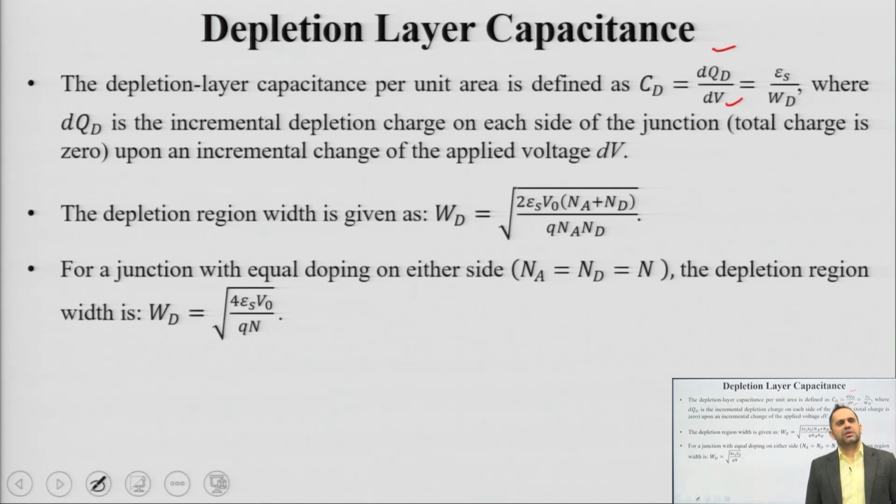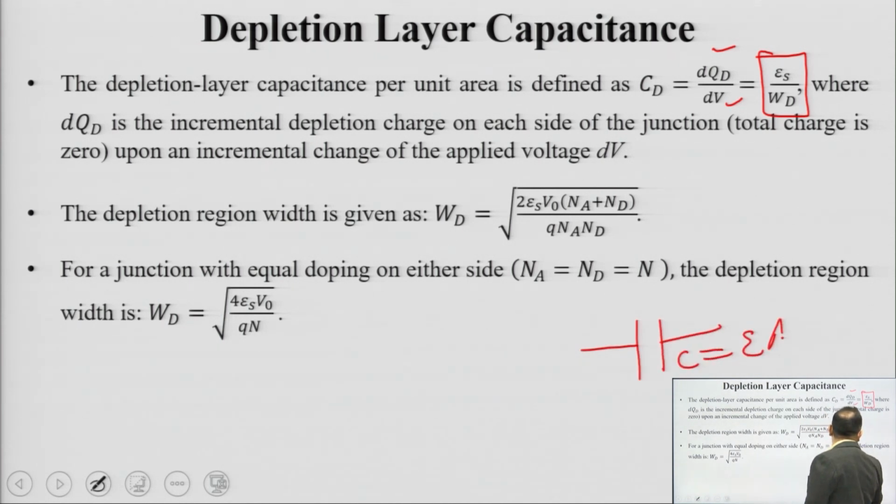Generally, we measure it per unit area, and when we measure it per unit area, we write it as epsilon by WD. Okay. So, say for a parallel plate capacitor, when you write the capacitance, it is equal to epsilon A by D. D is separation of plates, A is area, epsilon is the medium. Here we use epsilon S, the permittivity of the semiconductor. If it is silicon, you use the dielectric constant of silicon. WD is the depletion region width. We have already derived the expression for depletion region width in our previous lecture.